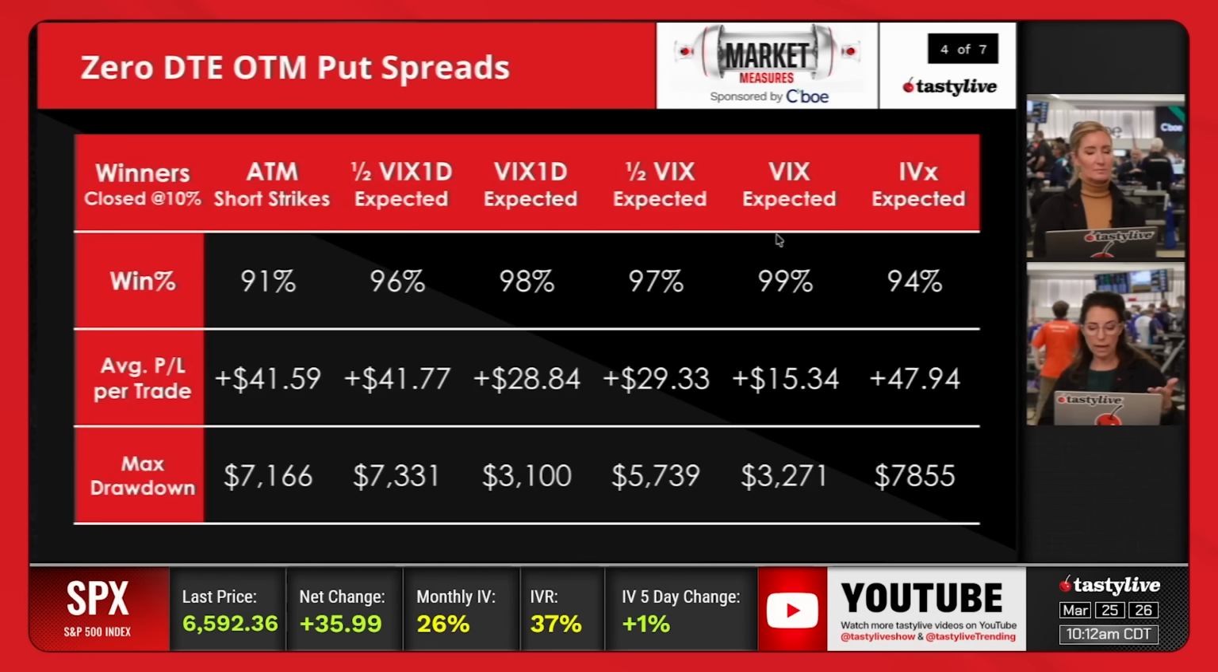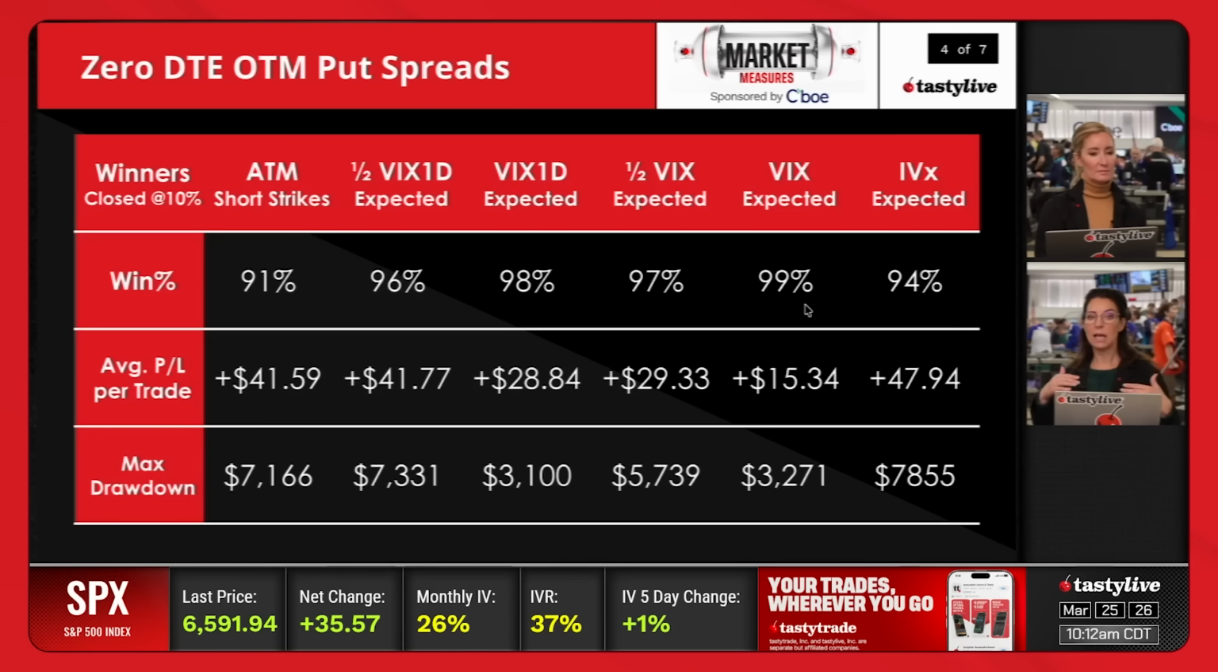So if you're wondering, how far are these? Look at the win percent. The highest win percent is the furthest short option, the lowest delta. And Jacob said that in the takeaways. It's the lowest delta. You are taking much less profit, and your drawdown is much less. Look at that. The VIX 1-day and the VIX expected have the least amount of drawdowns for this 10%. Now I'm going to move on.